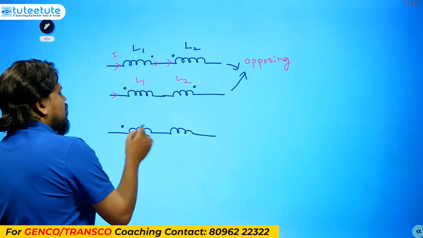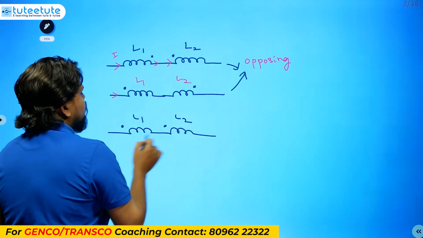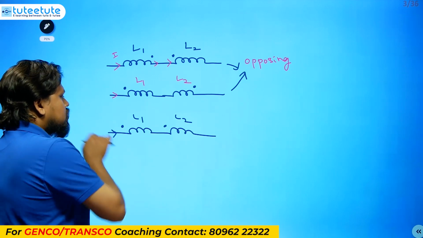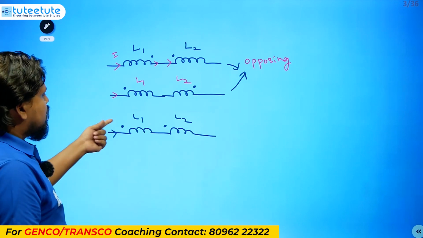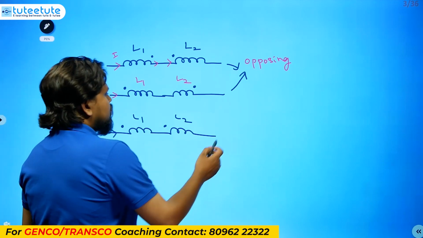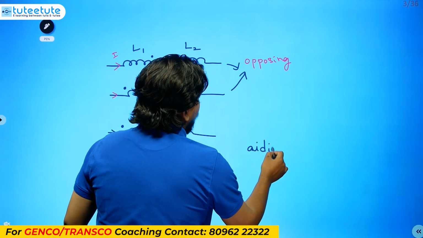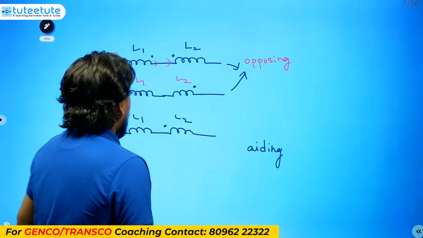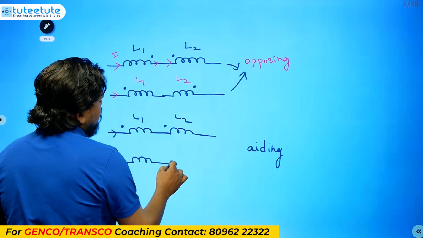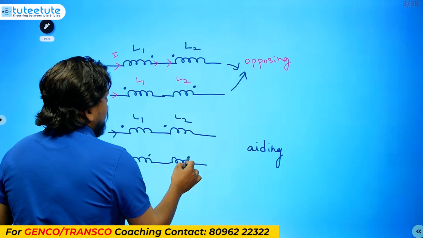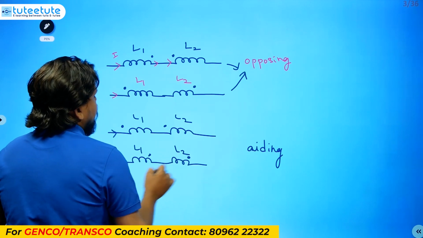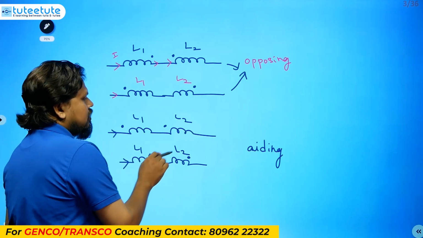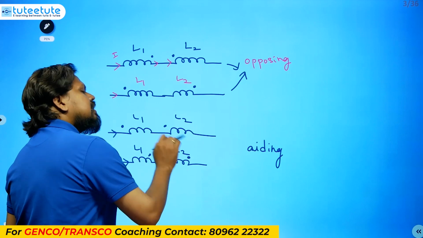Aiding connection means if the dot is here and the dot is here, for L1 and L2, and you send some current entering at the dot in both, the current will go like this. So this is aiding. Aiding means supporting. Similar to this, another connection is also possible: if the dot convention is here for L1 and L2 and you send some current, at this dot the current is leaving this inductor, and at this dot the current is leaving this inductor.